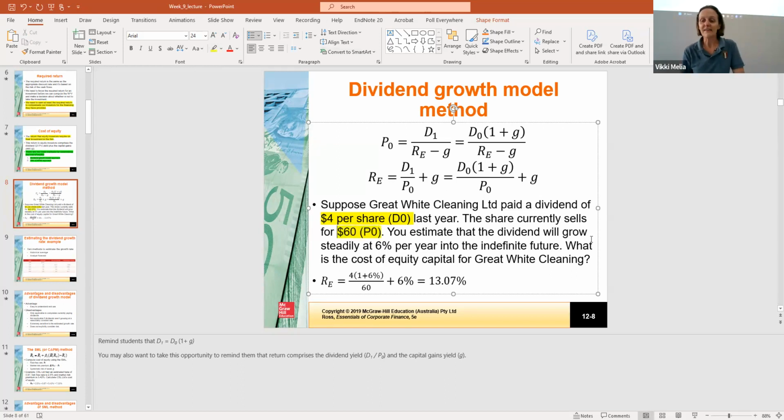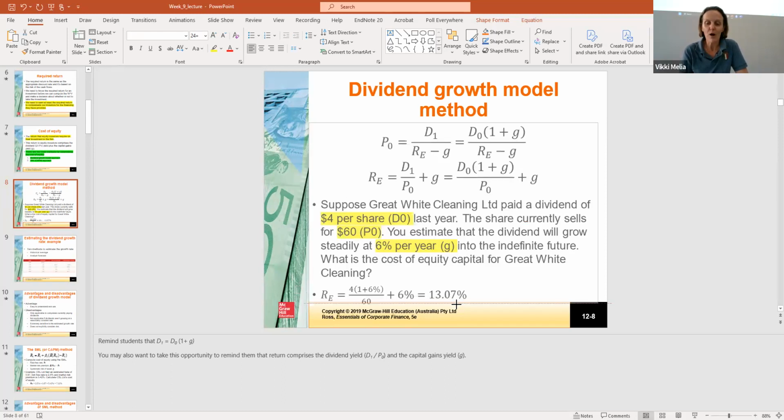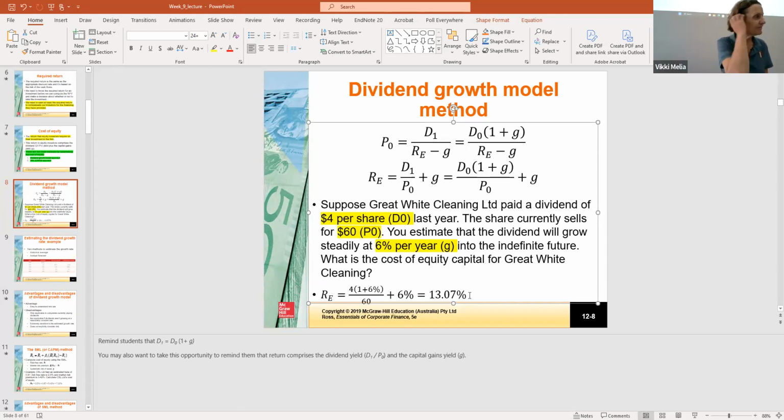And you estimate the dividend will grow at 6% per year into the future. So we've got G. So we've got D0, P0, and G. So we'll use the second version of the formula to find RE. So the shareholders' required rate of return from investing in those shares is 13.07%.